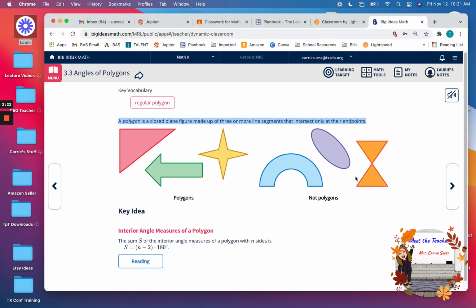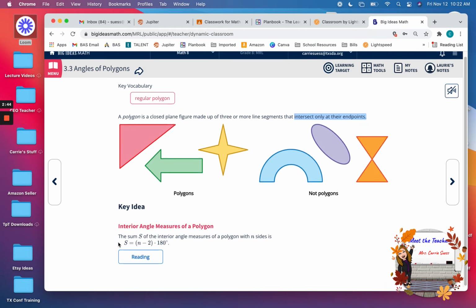Why is this last one not a polygon? Yes? It's 2 separate figures. What? It's 2 separate figures. No, they're connected right here in the middle. Because of the rule right here, they have to intersect only at their end points. Okay, this one intersects a whole other section. Okay?